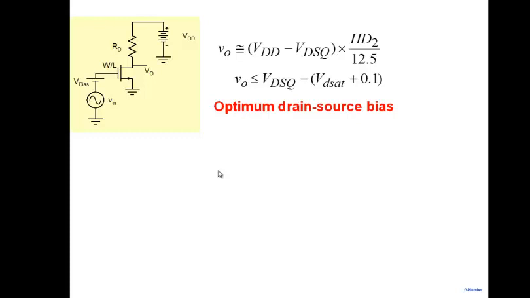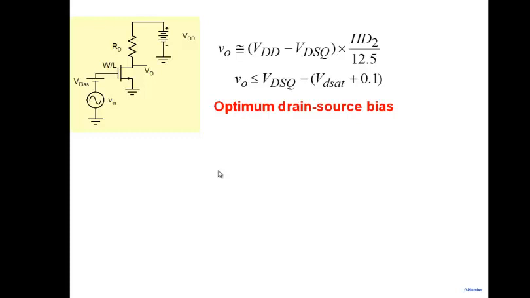Now note, these two limits are conflicting in nature. If you want to make V0 large, what should you do? For a given HD2, make VDSQ small. On the other hand, if you make VDSQ small, what happens to this limit? That goes down. So these two are conflicting in nature, which means that there will be an optimum VDSQ. What will that optimum VDSQ be? Where the two limits become equal to each other.